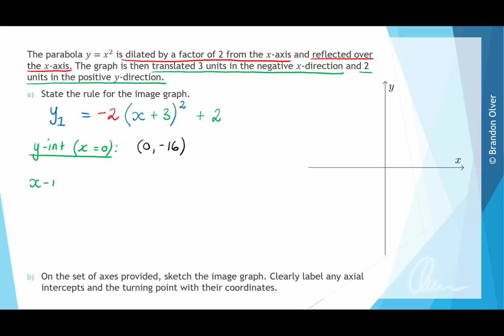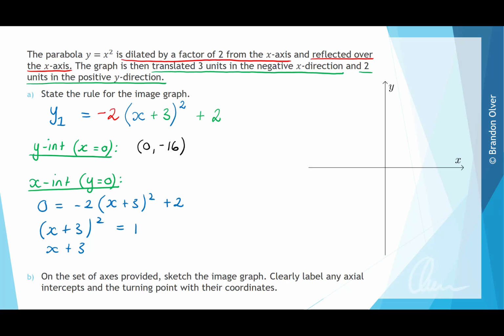Next we need to find the x-intercept of the graph, and this occurs when y is equal to 0. So we're going to solve the equation 0 is equal to minus 2 (x plus 3) all squared plus 2. And now this equation can be solved by undoing the operations around the (x plus 3) squared. So the first thing we'll do is subtract 2 and then divide by negative 2. So we're going to find that (x plus 3) all squared is equal to 1. So x plus 3 is equal to plus or minus the square root of 1.